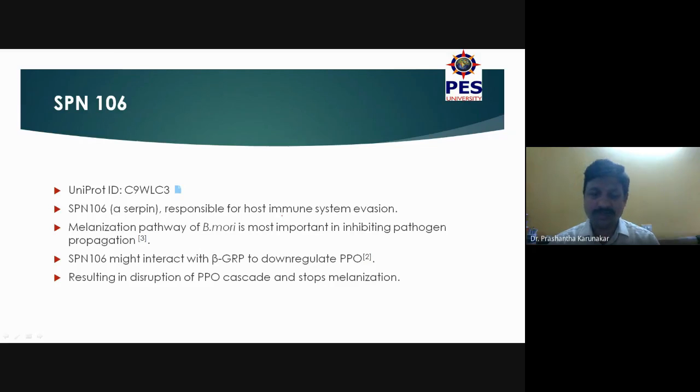Based on all those things, we have come up with the two proteins that we can work with, that is SPN106 and SWP26. Whenever you are doing research, one should also think of how feasible it is to continue, not just as a publication.